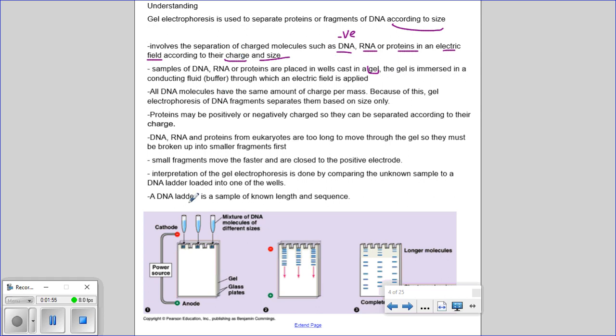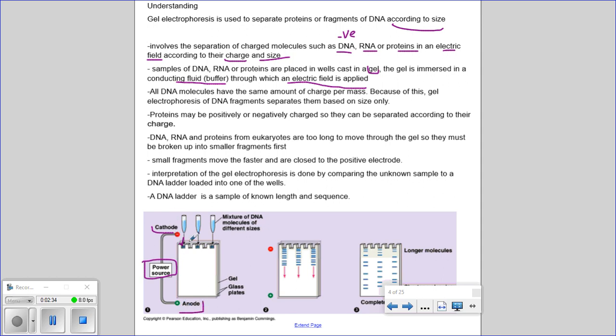At the top of these gels are little depressions called wells. The samples of DNA, RNA, or protein are placed into these wells, and then the gel is immersed in a conducting fluid, basically what's called a buffer. That conducting fluid is what will allow the electric field to be applied. You have a power source, basically like a big battery, that will apply an electric current. Basically you'll get two ends set up on the gel: one end will be a cathode, one end will be an anode.